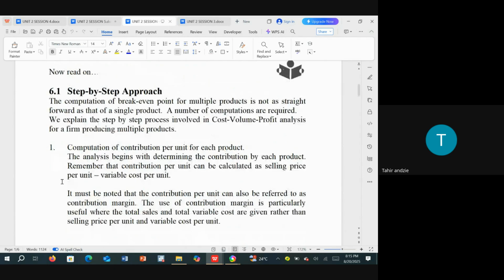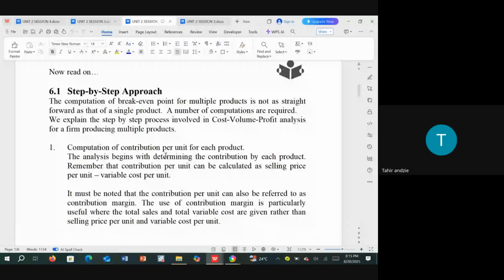So the first step here is computation of contribution per unit for each product. If we have 2-3 products, you have to determine contribution per unit for each of the products. Contribution can be per unit or can be in total. Contribution per unit for each product, we have gone through that in the single product approach.